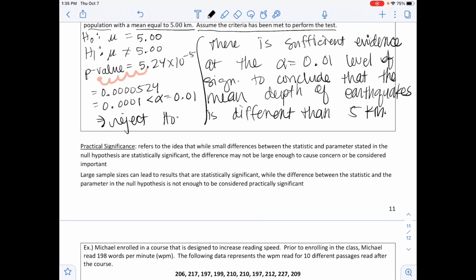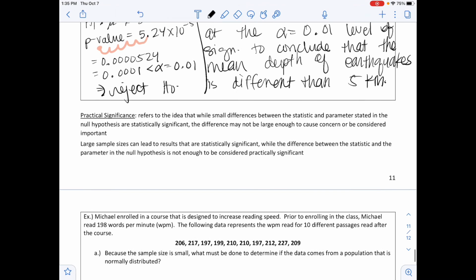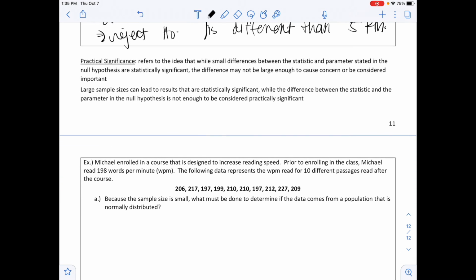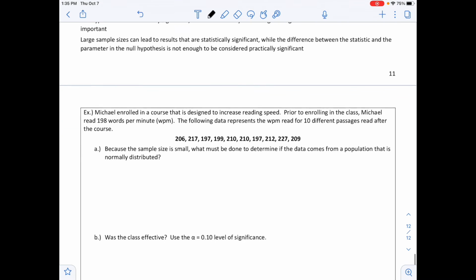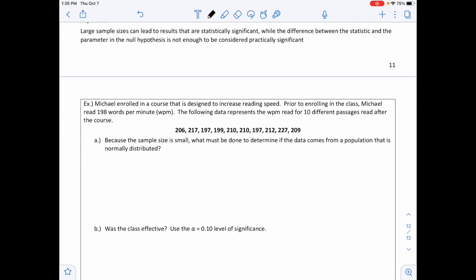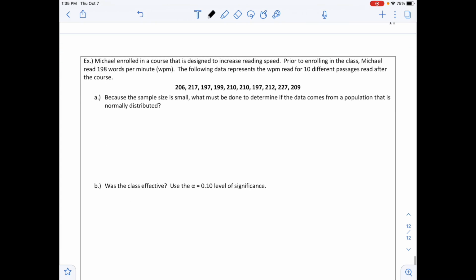Right below this it says practical significance, and this refers to the idea that while small differences between the statistic and the parameters stated in the null hypothesis are statistically significant, the difference may not be large enough to cause concern or be considered important. Large sample sizes can lead to results that are statistically significant, while the difference between the statistic and the parameter in the null hypothesis is not enough to be considered practical significance.